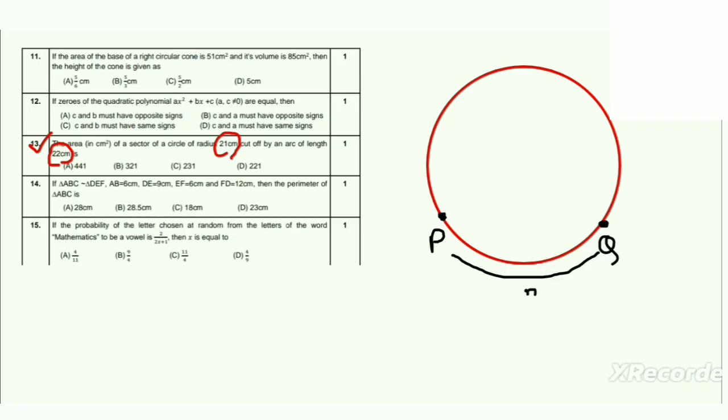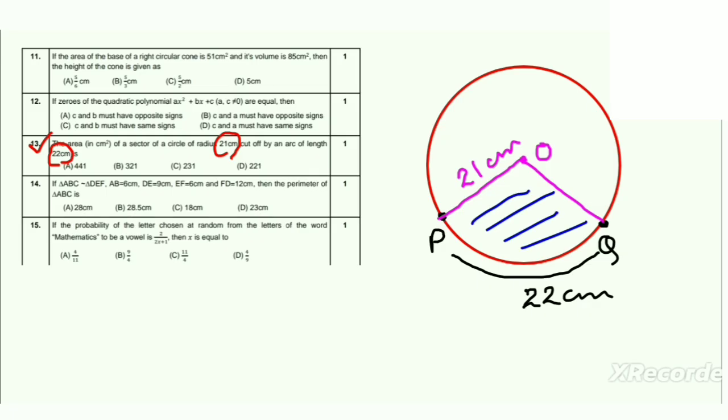Beside this, another thing has been given here. Suppose here is the center of this circle, say O, and the radius whose length is 21 centimeters, and if we draw another radius, then a sector is formed over here, and according to this question we need to find the area of this sector, right?